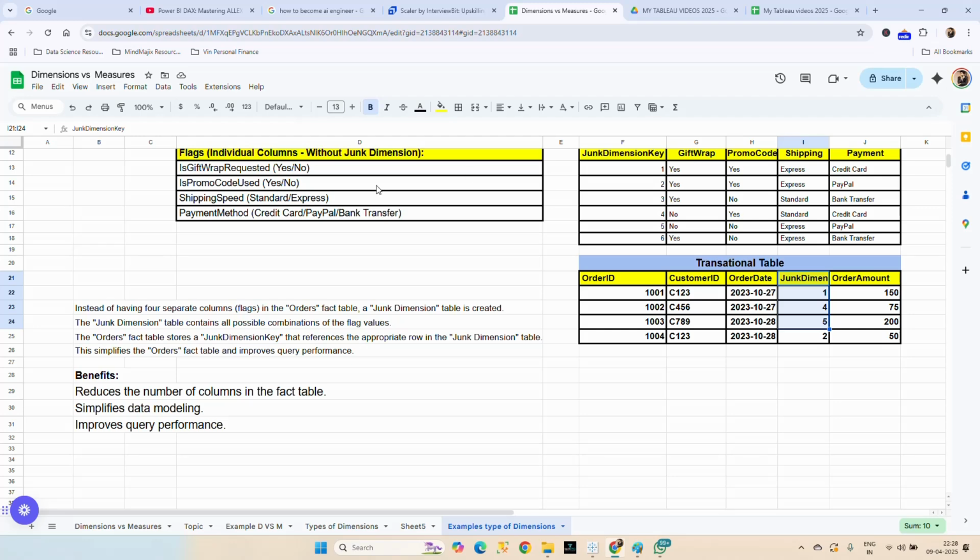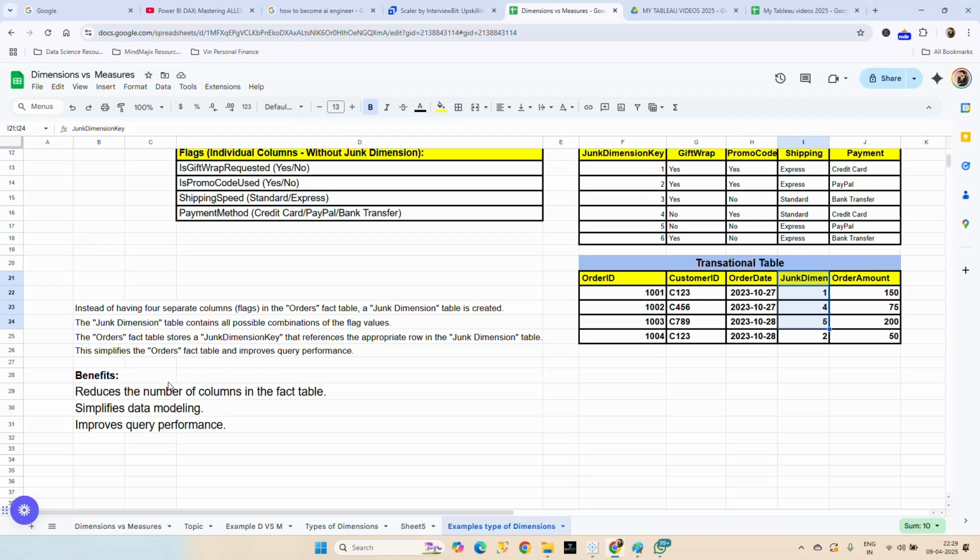If you add a wrapper, you need to add one column here, this promo code column. Instead of all these columns, you can add yes or no flags, right? So you can create one junk dimension, and in that junk dimension you can create flags. On these flags you can update here, right? So with one column you can get all this information.